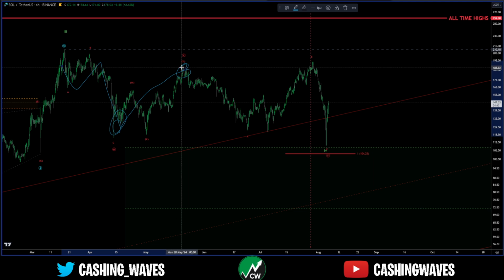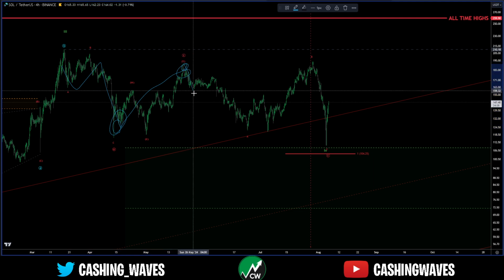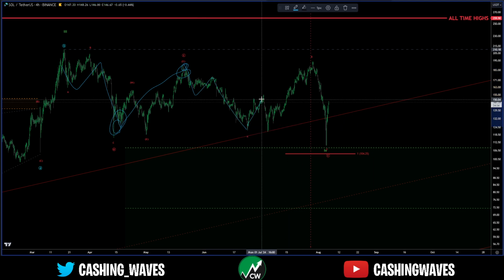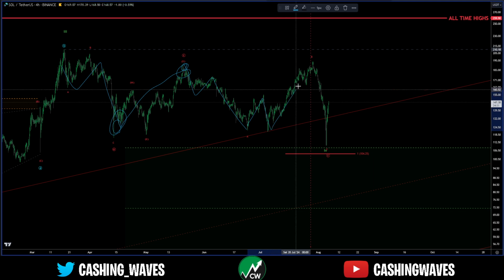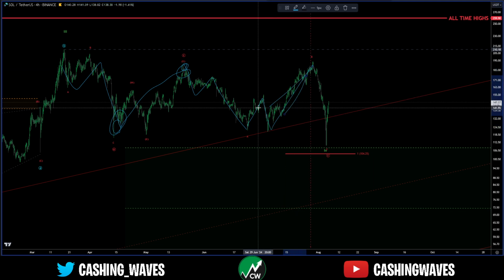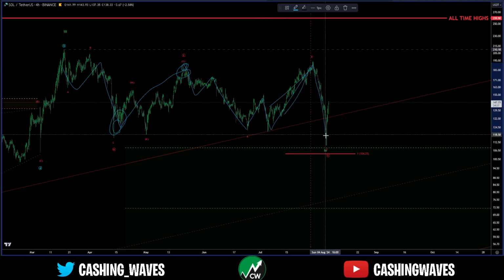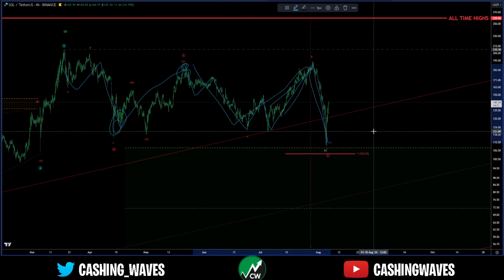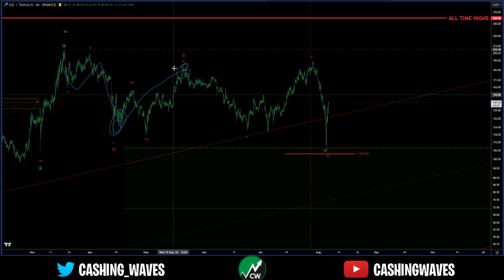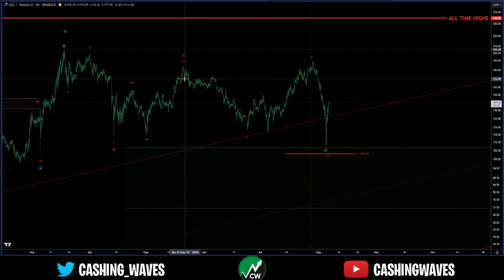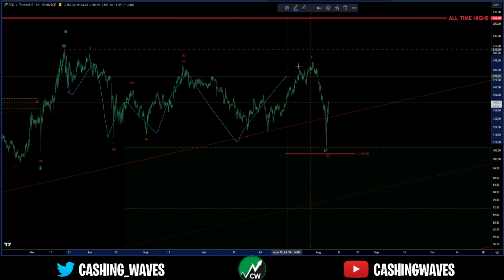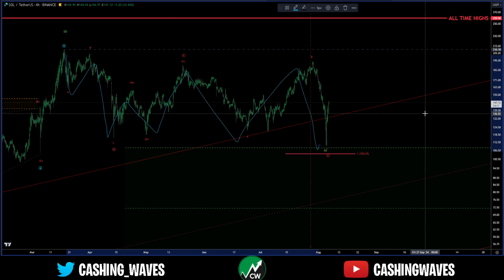So we get A wave as a zigzag. This would have to be an expanded flat. Remember, this is 5 waves as an ABC, and then we finish in 5 to complete a B, C as a flat in this scenario. So it changes where our X wave is. And in this scenario, we technically have a 3, 3, 3 complete as a WXY.